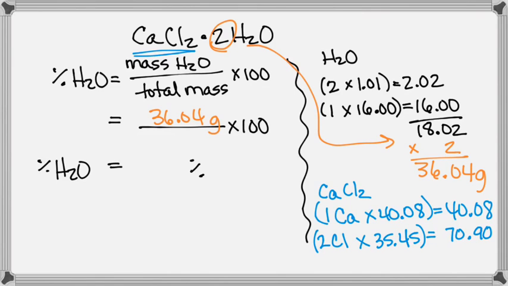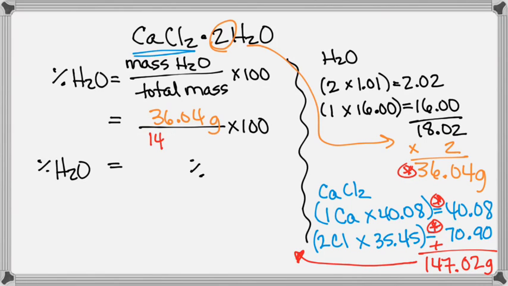And now if you want to find the total mass of the compound, you need to add up 36.04, 40.08, and 70.9 to get the total mass of the compound. And it looks like you should get 147.02 grams. So we're going to bring that over and plug in the 147.02 grams as our total mass of the entire compound.